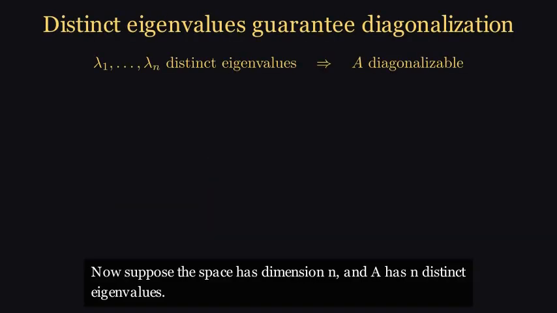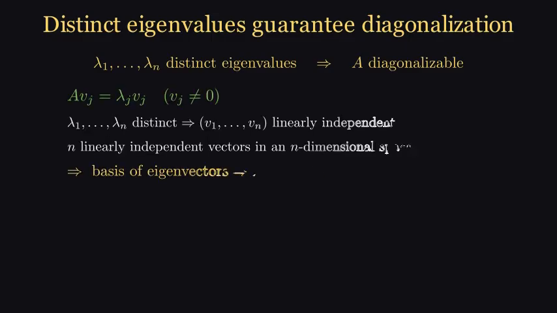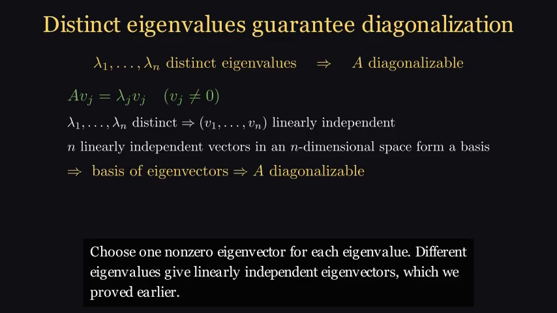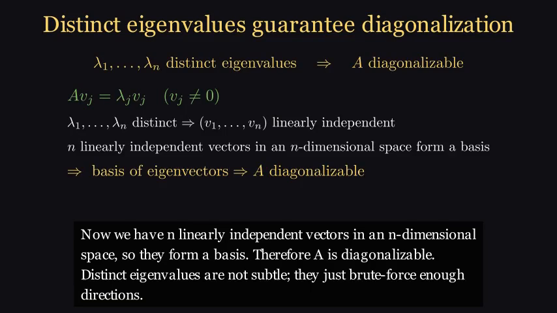Now suppose the space has dimension n, and A has n distinct eigenvalues. Choose one non-zero eigenvector for each eigenvalue. Different eigenvalues give linearly independent eigenvectors, which we proved earlier. Now we have n linearly independent vectors in an n-dimensional space. So they form a basis. Therefore A is diagonalizable. Distinct eigenvalues are not subtle. They just brute force enough directions.